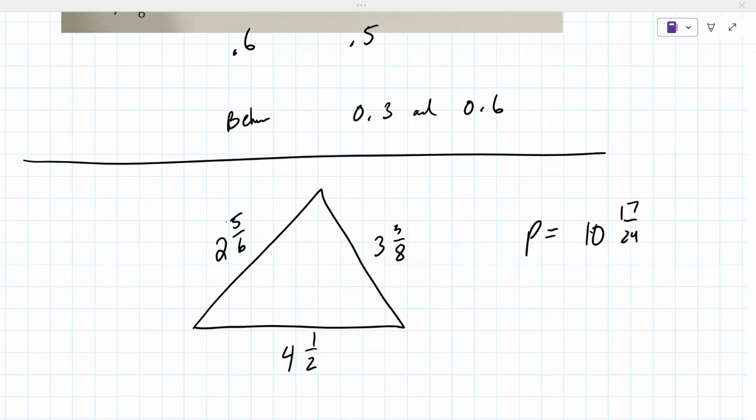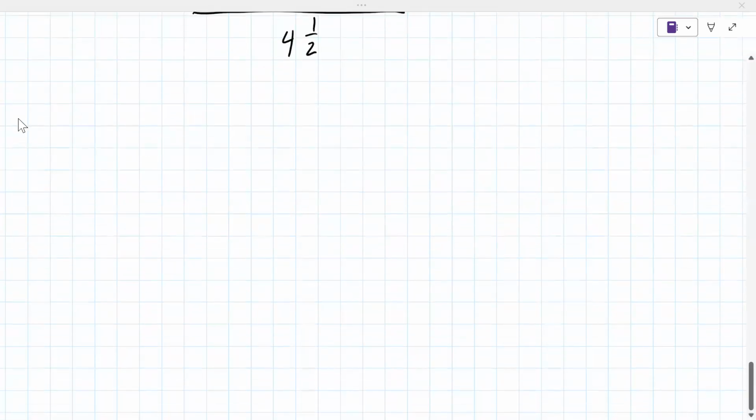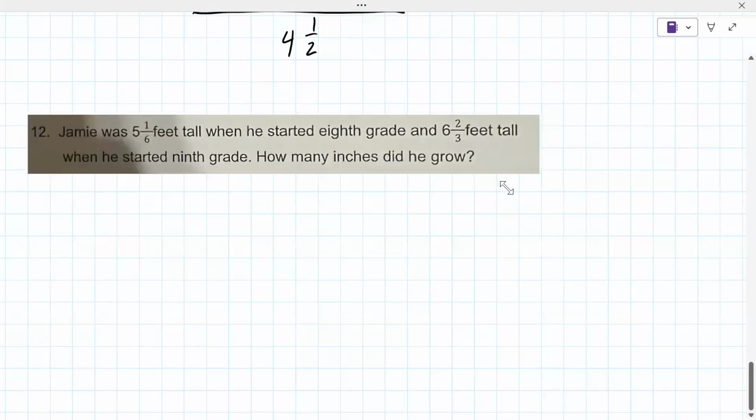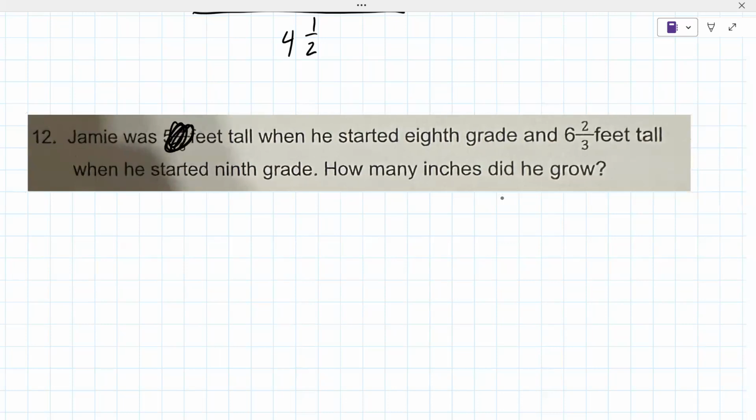Let's try another one here. Do you know if it's going to be multiple choice or not? It will be multiple choice. All right. Okay, so here's a new problem for you to try. $17. All right, you got it.